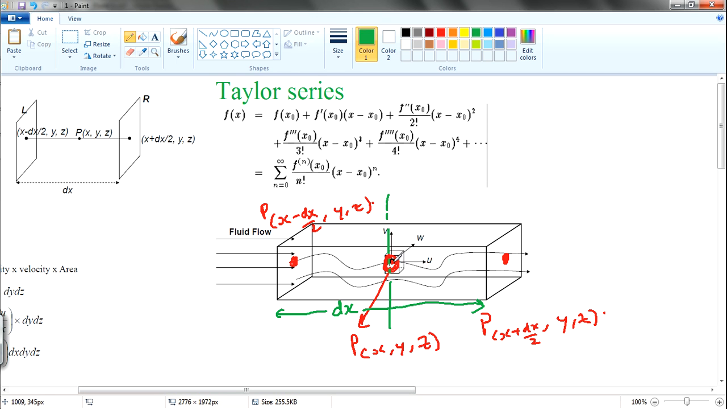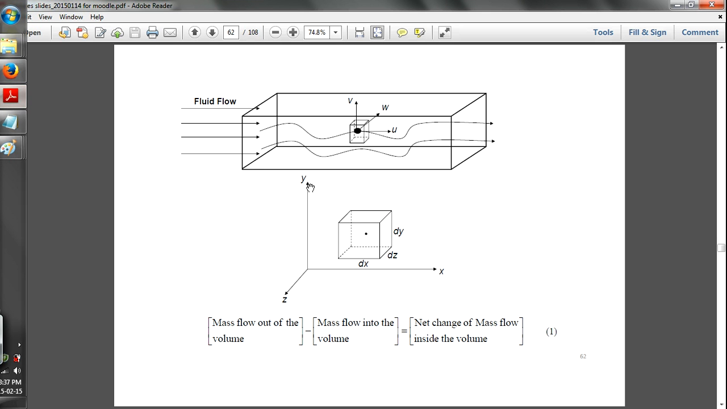So x itself is at this point. Dx divided by 2 is somewhere here or somewhere here, taking into consideration that y and z are constant. From here you can straight away know that we're analyzing things in terms of the x direction. You're curious how this particle moves. Is it 2D, 3D, or what?